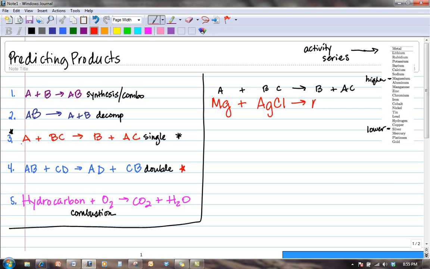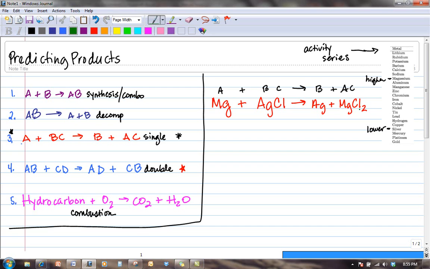Well, letter B was silver, letter A was magnesium, and magnesium being in the second column has a charge of +2, and C, chloride, has a charge of -1. When I write out this compound for magnesium and chloride, I do the crisscross method, and I get MgCl2. That's great, but I'm not done yet because I'm not balanced.